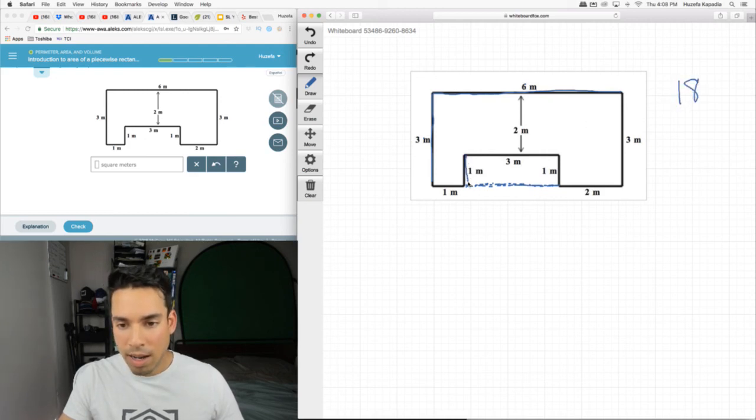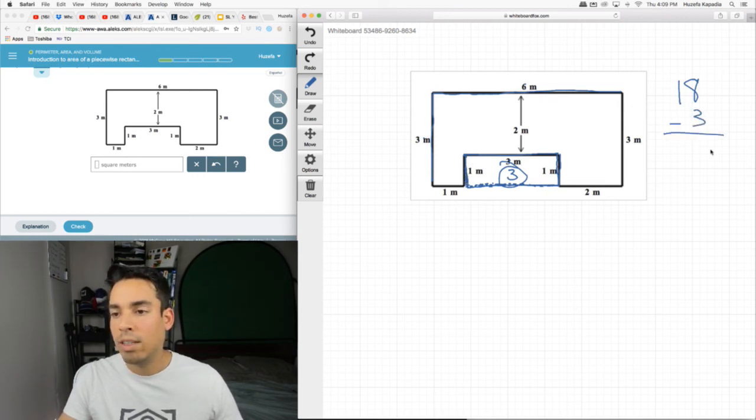But then we've cut out this little rectangle. So we need to calculate the area of this little rectangle that we've cut out. It's 3 by 1. So therefore the area of this little rectangle is 3 times 1, which is 3 meters squared. So we're removing this, which means subtraction. So we're taking 18, we're subtracting 3, and we're getting 15.